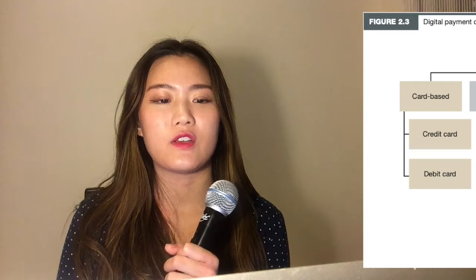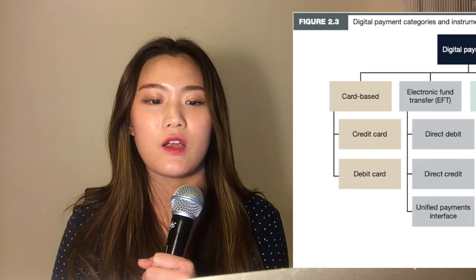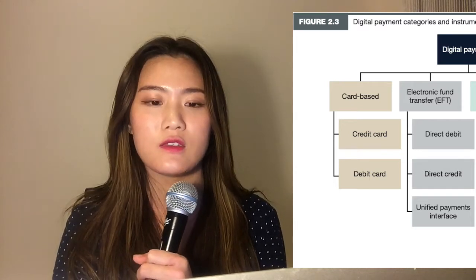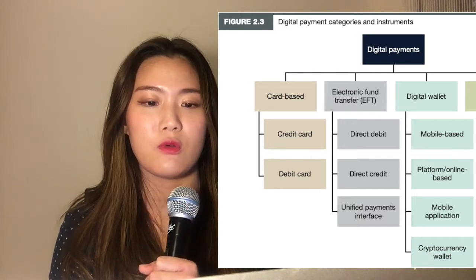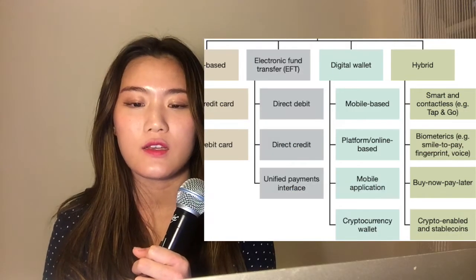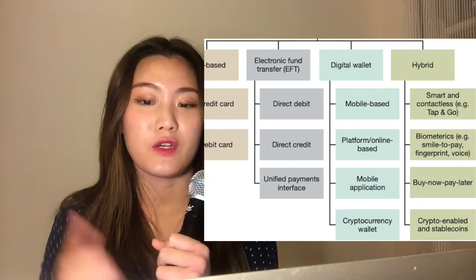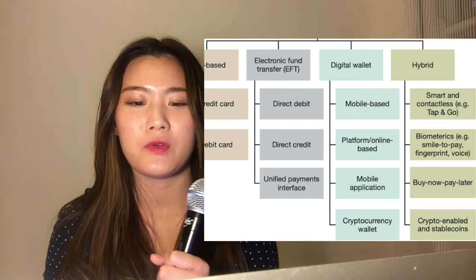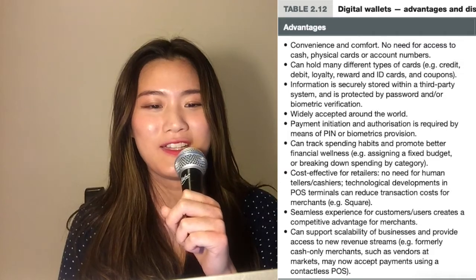So card-based includes debit card and credit card. Electronic funds transfer includes direct debit, direct credit, and unified payments interface. Digital wallet includes mobile-based, platform or online-based, mobile application, and cryptocurrency wallet. And hybrid includes smart and contactless, for example tap and go, biometrics, fingerprint, buy now, pay later, crypto enabled, and stablecoins.